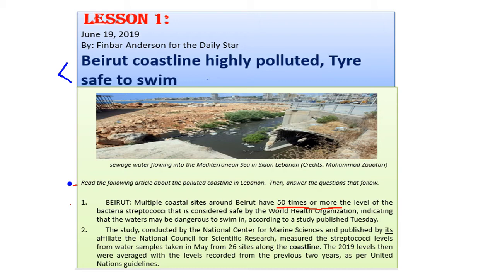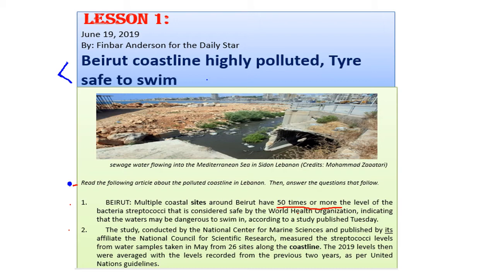When the World Health Organization says that the beaches around Beirut are 50 times or more than the level accepted or considered safe, this is what kind of idea? How did the author start the article? This is a surprising or shocking fact. Why did the author do that? To grab your attention and to make you curious to read more.